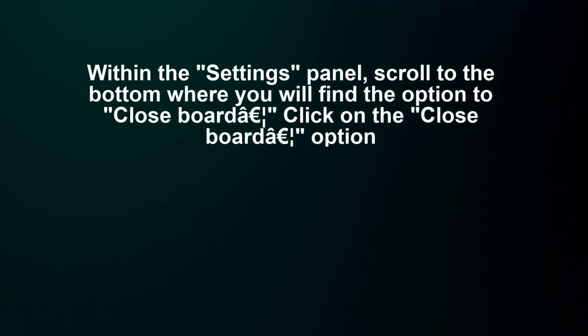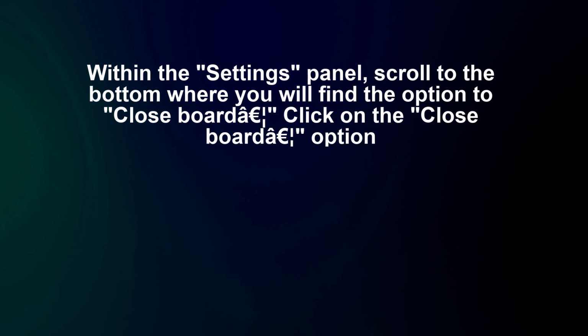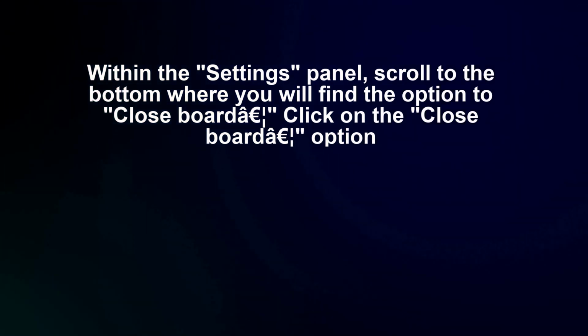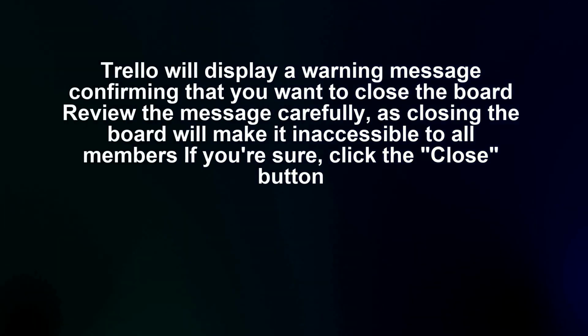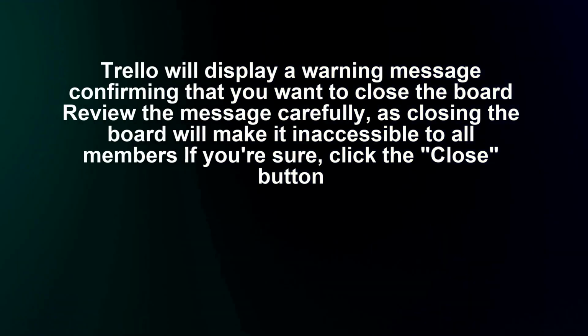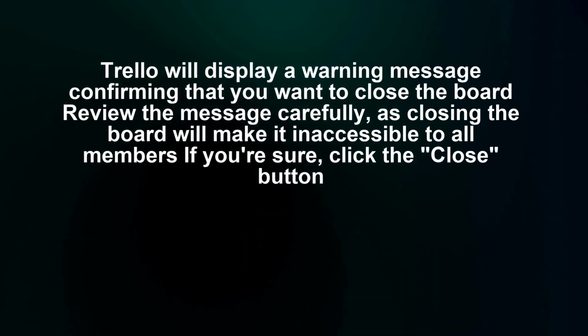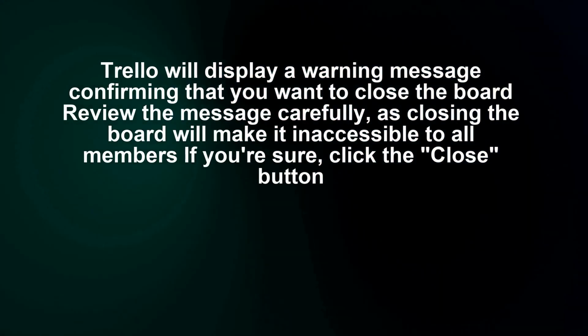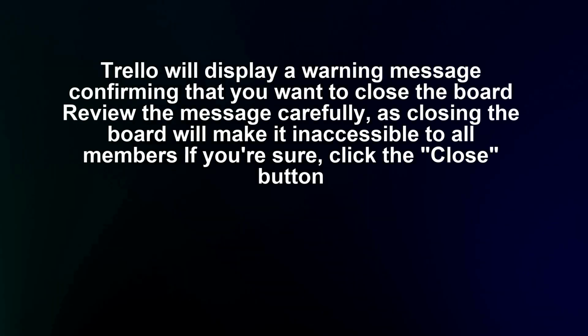Within the settings panel, scroll to the bottom where you will find the option to close board. Click on the Close Board option. Trello will display a warning message confirming that you want to close the board. Review the message carefully, as closing the board will make it inaccessible to all members. If you're sure, click the Close button.